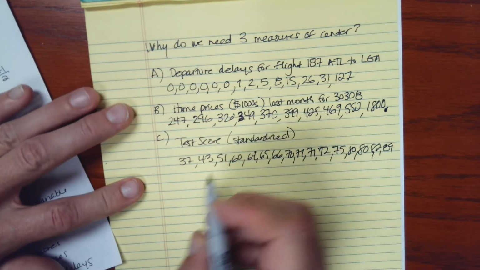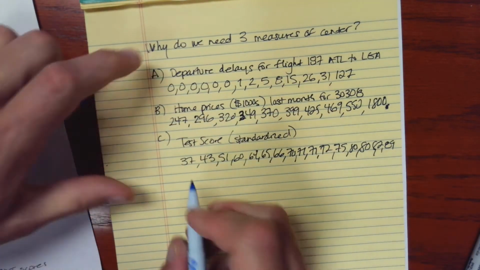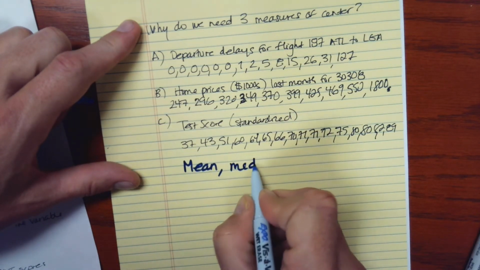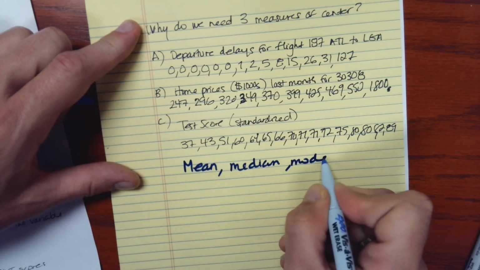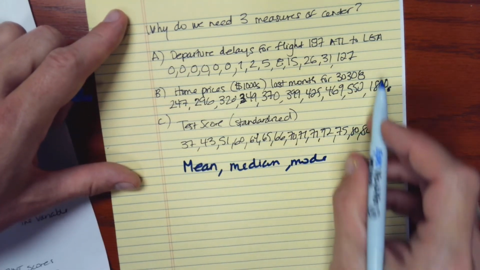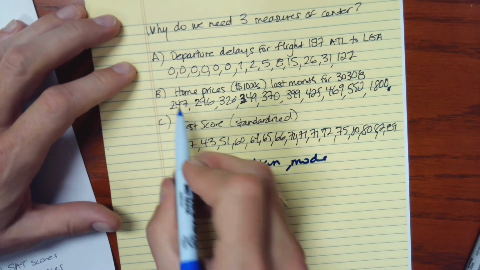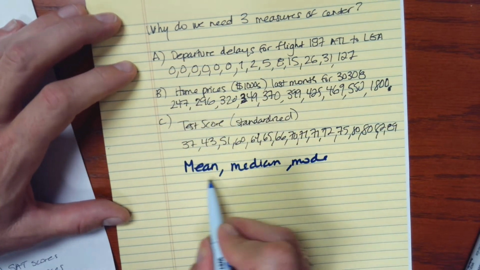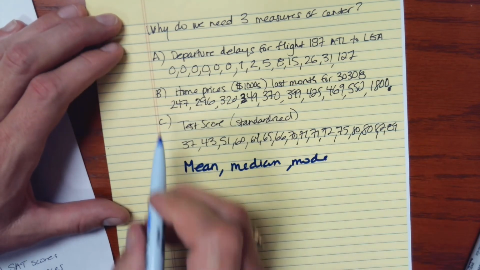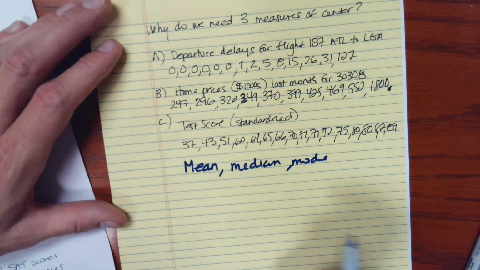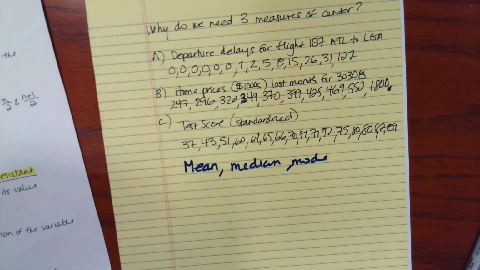So if you had to pick one measure of center to describe what was typical or common or normal about either departure delays, home prices, or test scores, which measure of center would you use for each of these data sets? So there's not necessarily one right answer here, but let's think.